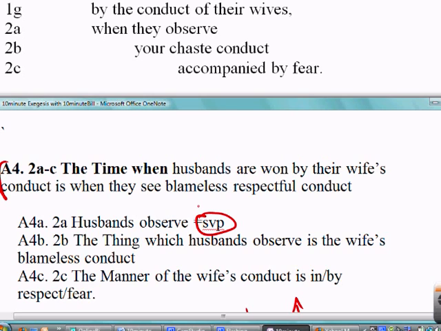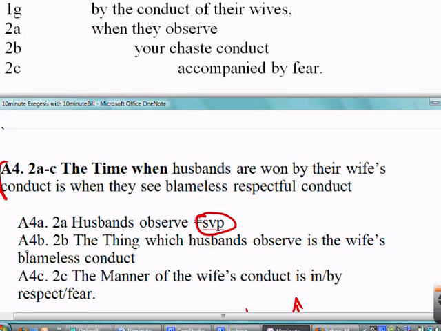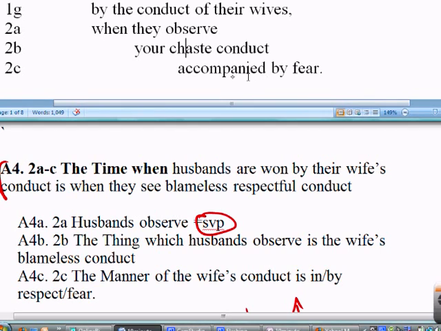Sub, it's under the order, suborder, verbal proposition. Husbands observe. The thing which husbands observe is their wives' blameless conduct. Chaste is blameless. If you're going to look it up, you discover that's the piece that's in there. And then you've got this little phrase, accompanied by fear. Accompanied was added by the translators. It's basically with fear, with reverence, whatever.